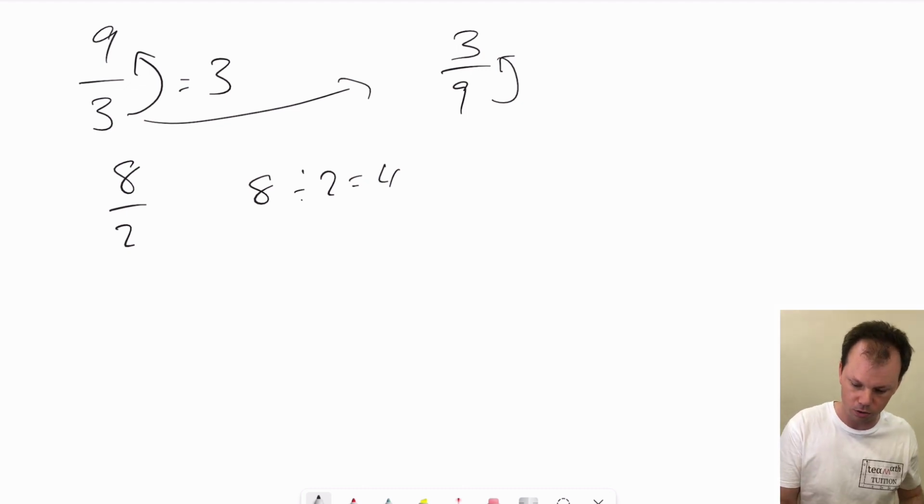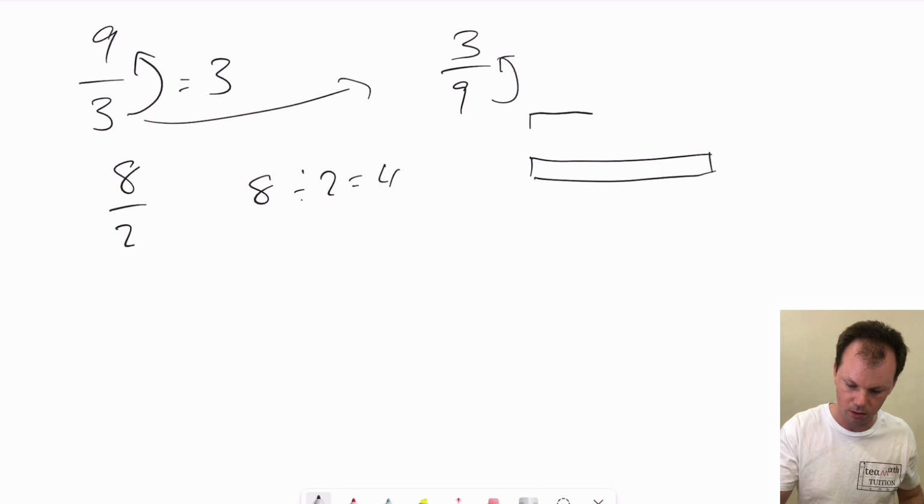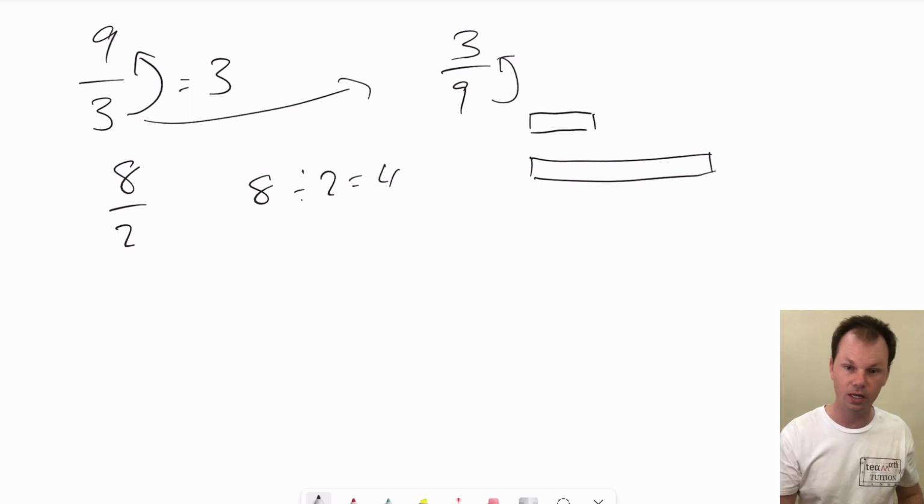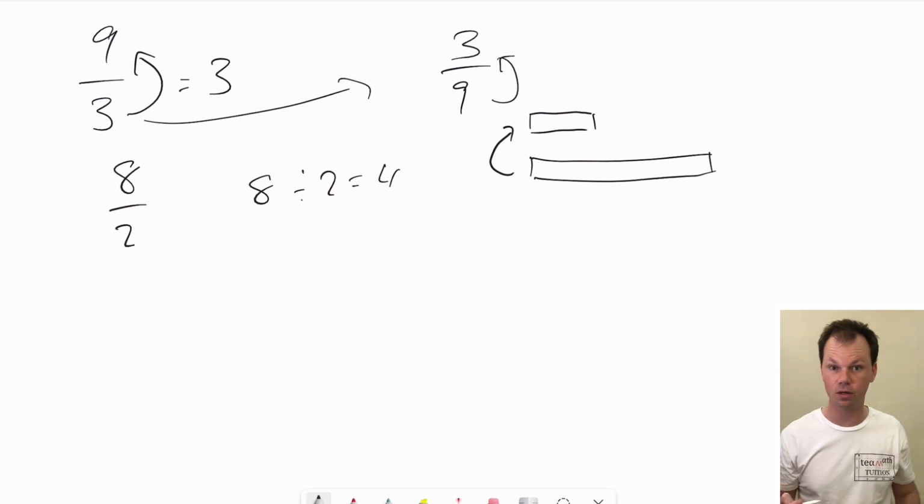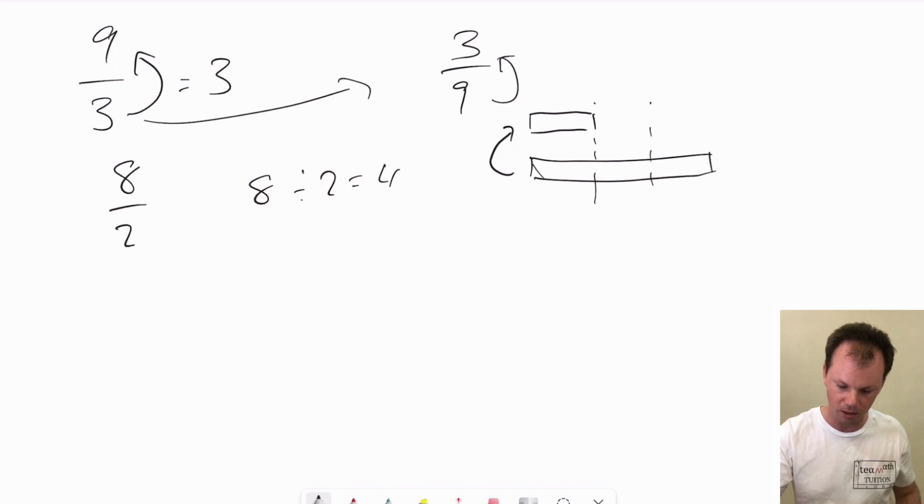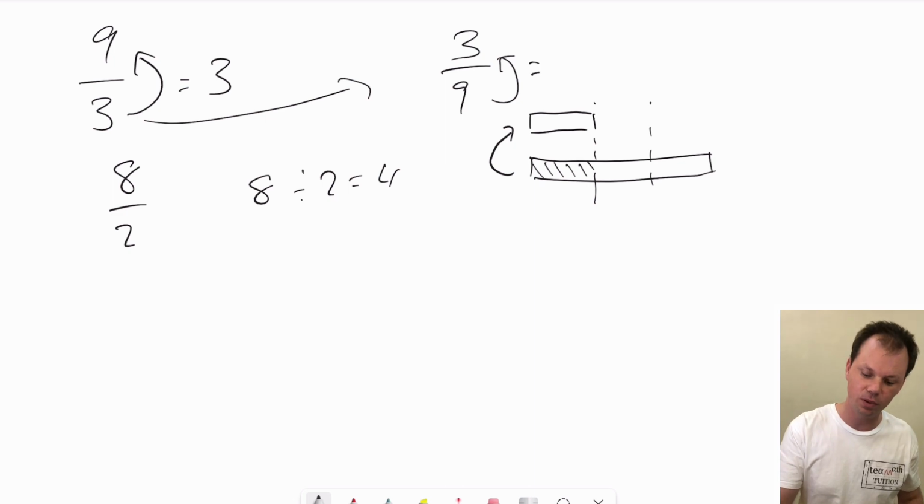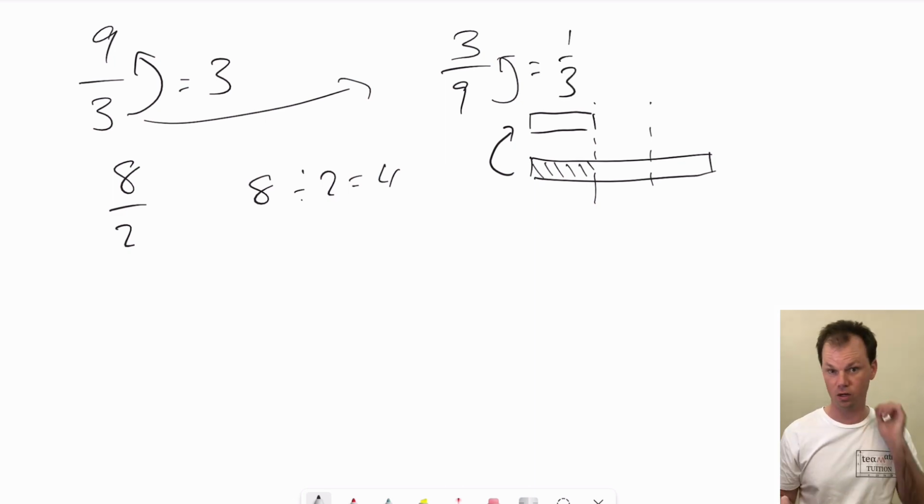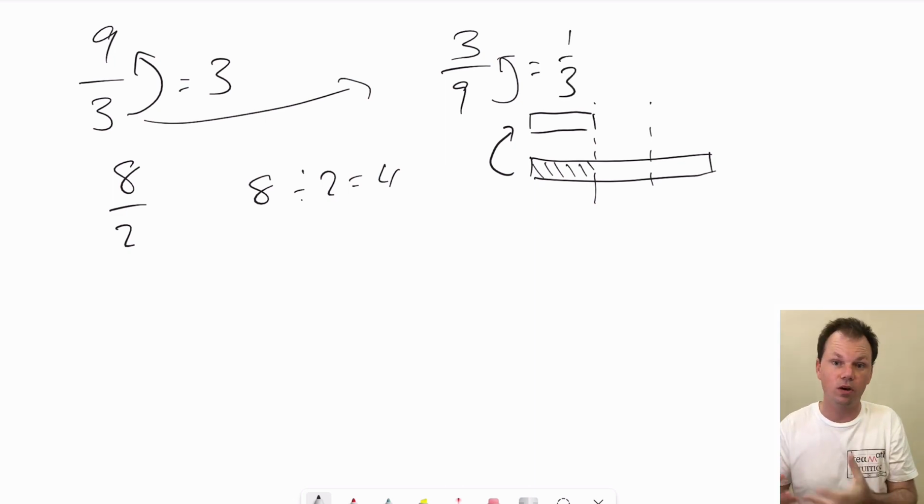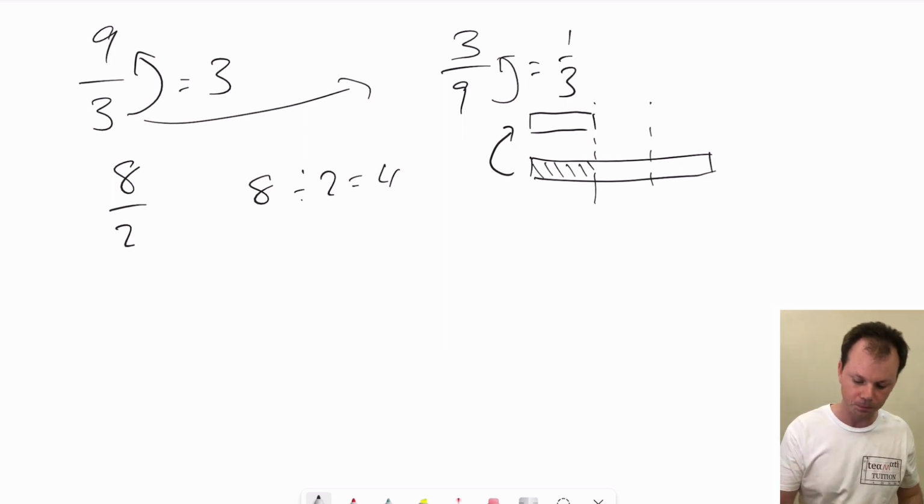So if I was to draw 2 rectangles to represent this, we'll say that rectangle is 9 units long, and this rectangle is 3 units long, and I'm saying how many times does this rectangle go into that one? Well, it doesn't go in a full time. It goes in exactly a third of a time, right? And when we simplify this, we get a third. So that is the numerical meaning of a fraction.